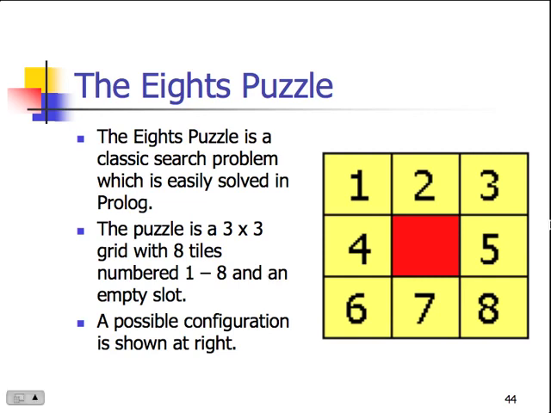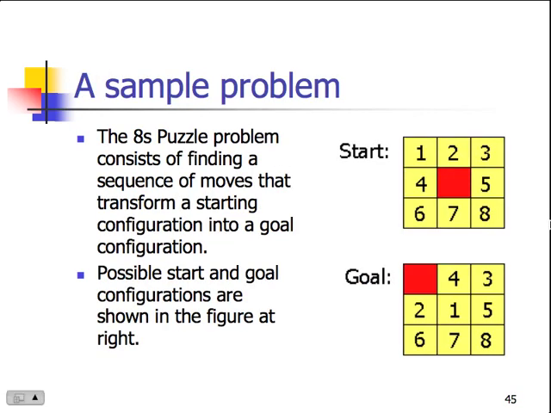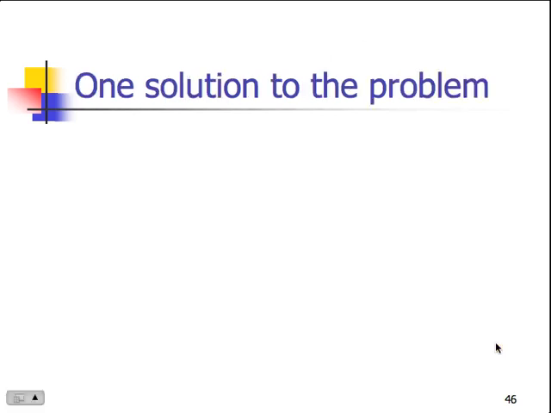The possible configuration is shown on the right. So we have a starting position, and we want to go from a starting to an ending position, same as before. So the 8-piece puzzle consists of finding a sequence of moves that transforms the starting configuration to the ending configuration. We have the start and the goal. Same example as we've seen before.